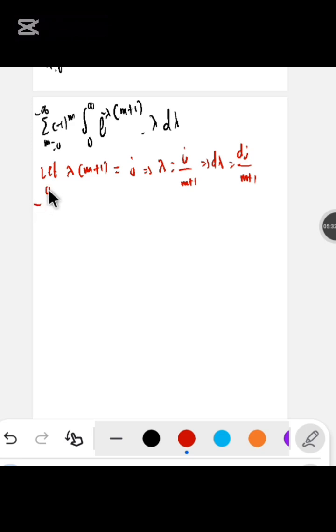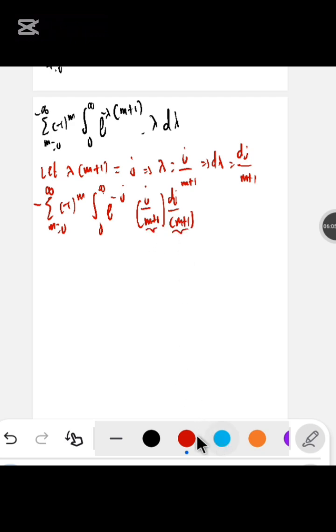We have minus the sum of m from 0 to infinity of minus 1 raised to the power of m, of the integral from 0 to infinity. The limit is not changing, because if you put lambda to be infinity, that will still be infinity. If you put lambda to be 0, that will still be 0. So we have exponential negative j, since lambda times m plus 1 is now j. Lambda is now j over m plus 1, and d lambda is now dj over m plus 1. Yeah, that is cool. So m plus 1 multiplied by m plus 1 will give us m plus 1 squared.